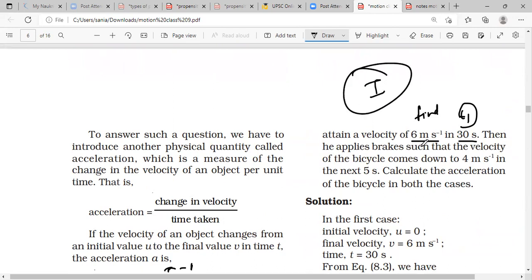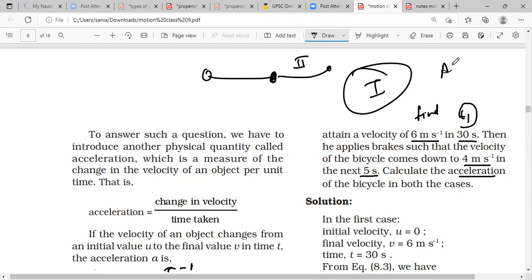And then he applies brakes such that the velocity of the bicycle comes down to 4 meter per second in the next 5 seconds. So the first case is where he started and came here. Then he applies the brake, and the second phase starts. In the second phase, this will become your initial, this will be your final, and this will be your time, t2. Clear? So you have to find the acceleration.